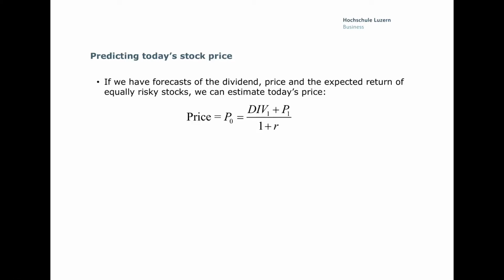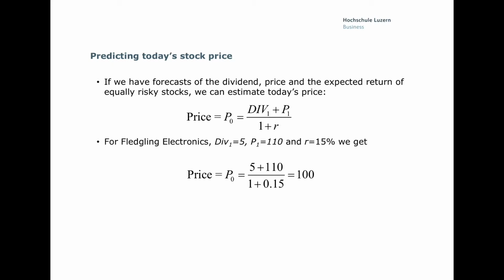Using the expected return formula illustrated before, we can make predictions about today's stock price using forecasts of the future dividend and price as well as the expected return of equally risky stocks. Using this approach, it follows that today's stock price can be seen as a discounted future cash flow. Let us return to our example of Fledgling Electronics, where we expect a $5 dividend payment, a future stock price of $110, and a return of 15%. Applying the above formula, it follows that today's price equals $100.